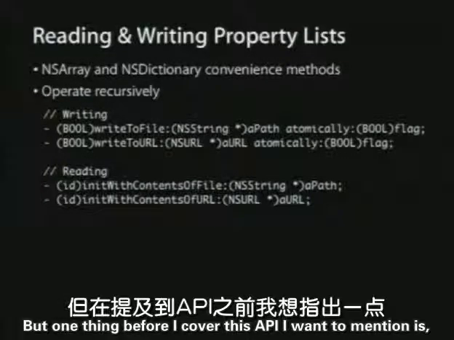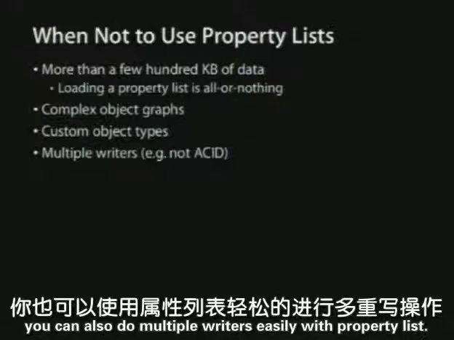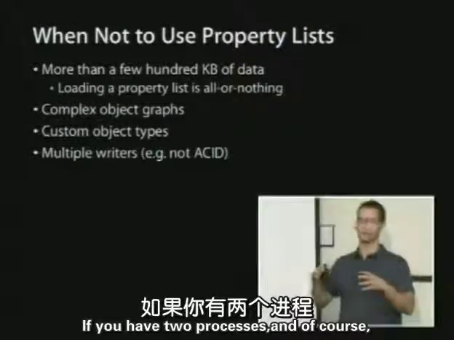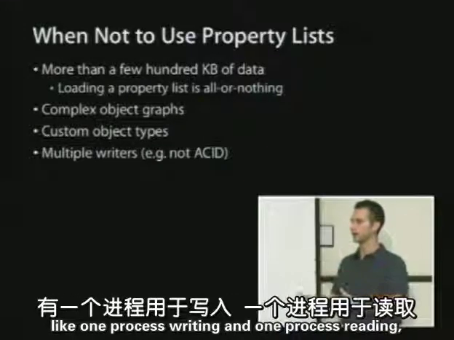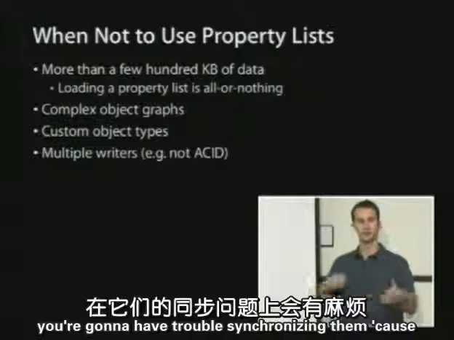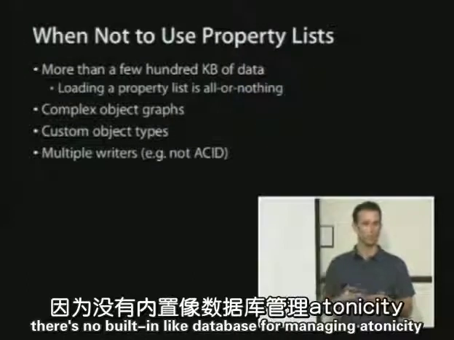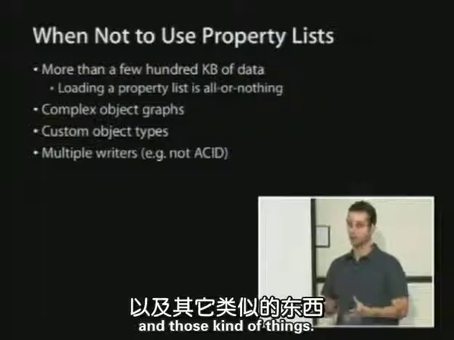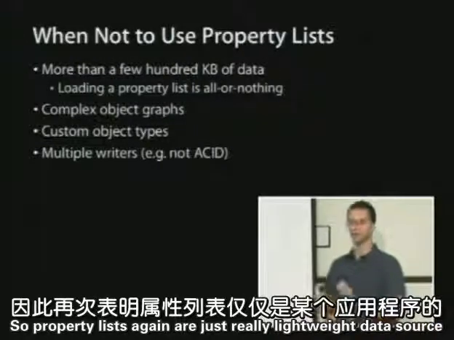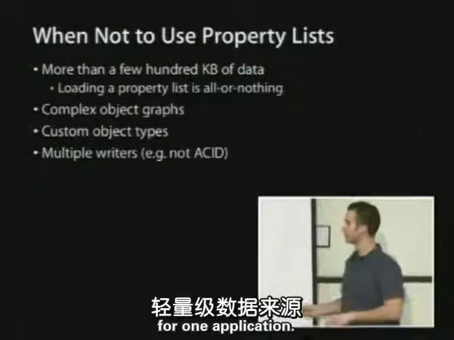But one thing before I cover this API I want to mention is you can't also do multiple writers easily. With property lists, if you have two processes, and of course this isn't that important on the iPhone, but if you have one process writing and one process reading, you're going to have trouble synchronizing them because there's no built-in database primitives for managing atomicity and those kinds of things. So property lists, again, are just really lightweight data storage for one application.